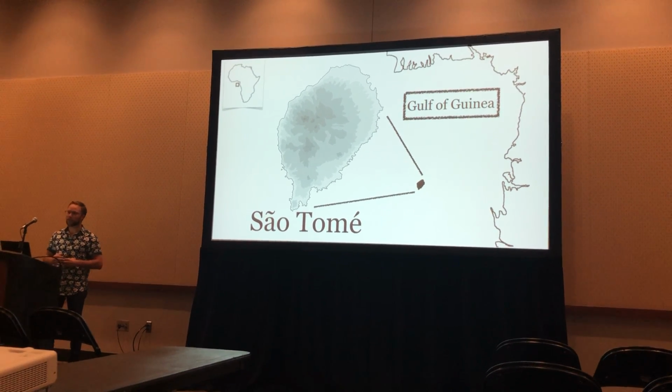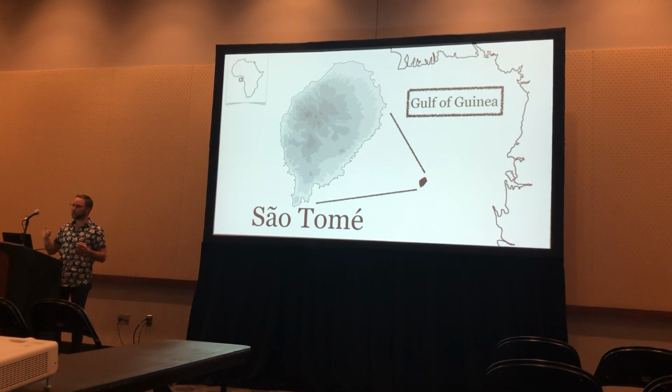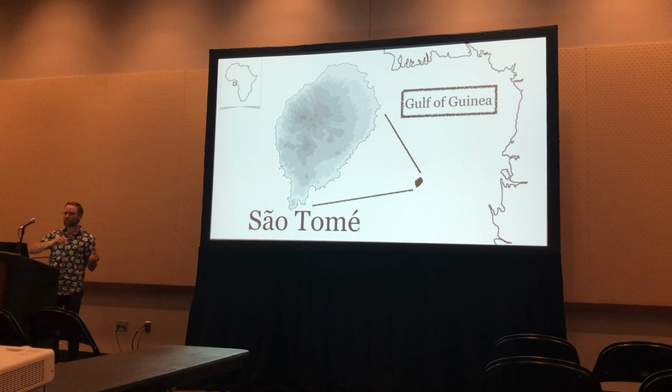And one island that has been relatively well studied is that of Sao Tome in the Gulf of Guinea. So Sao Tome is a small island off the west coast of Africa, kind of in the armpit of Africa there, and it's part of the Cameroonian volcanic belt.